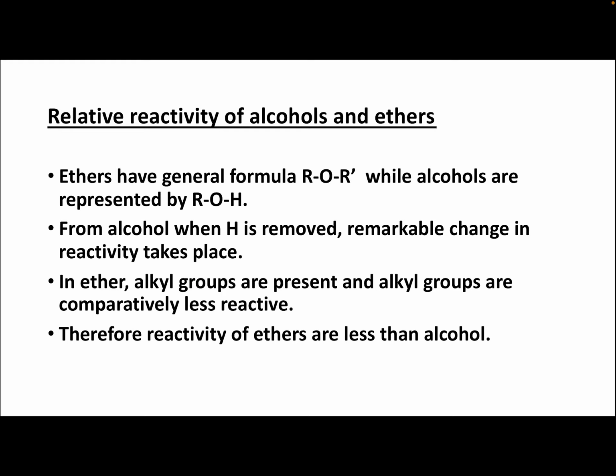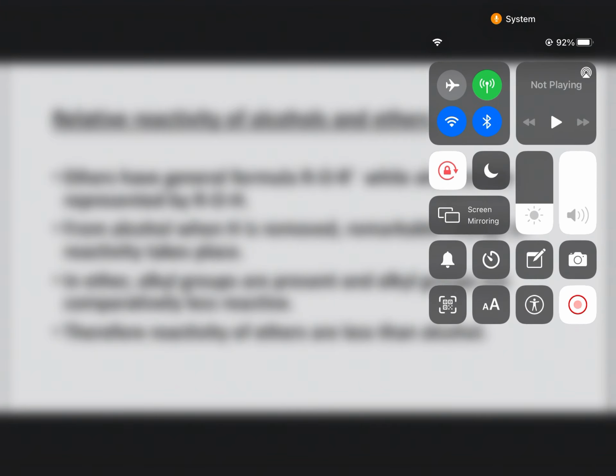In ether, we see that on both sides there are R groups, that is alkyl groups, which are comparatively less reactive. Therefore, we can say that the reactivity of ethers is less than alcohol, because on both sides alkyl groups are there. Ethers are less reactive, and in alcohols, when H is removed, it becomes RO minus and alkoxides are formed, and hence they are more reactive. So we can say that the reactivity of ethers is less than phenols, less than alcohol. All alcohols are more reactive than ethers. Thank you.